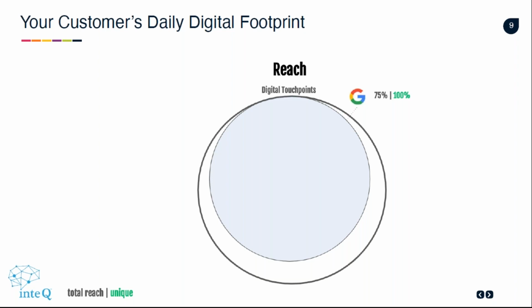As marketers, we use technology to efficiently reach these customers across this large pool of touch points. For instance, you might use Google's marketing platform, which allows you to reach a vast majority of these touch points across the web, mobile, search, social, and many others.